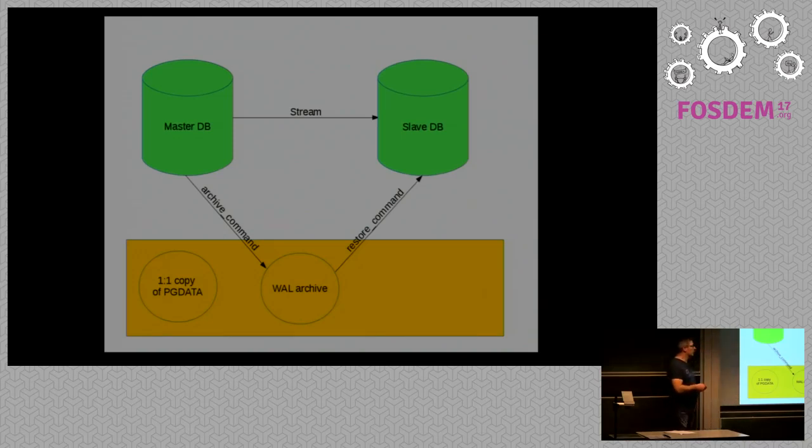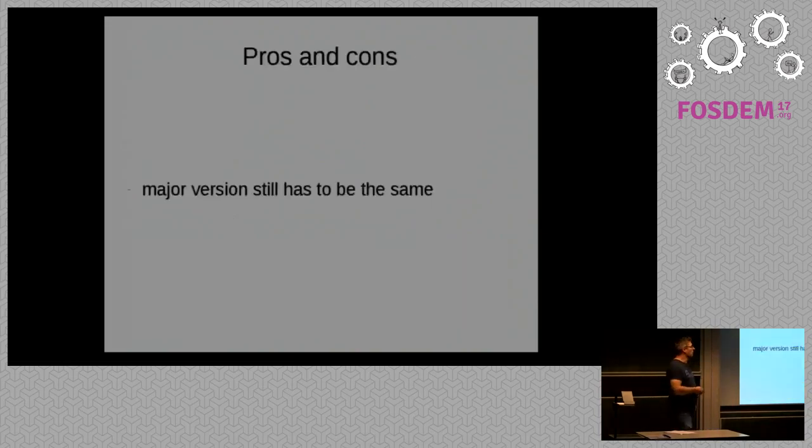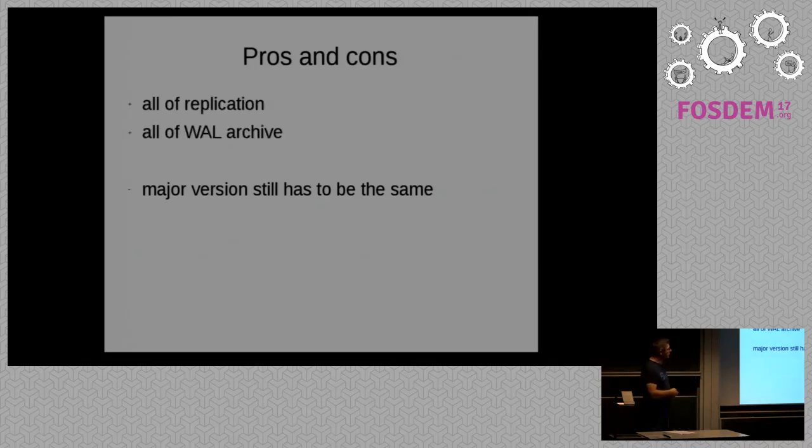You should always configure it to be able to do that. I've read war stories of customers that were running with replication for years, and the replication actually did not work. But they were happy because they still had the archive, which was fetching the WAL segments. They never realized they were 60 megabytes behind, but it worked. So you get all of the replication and all of the WAL archive pros. That's good. We want that.